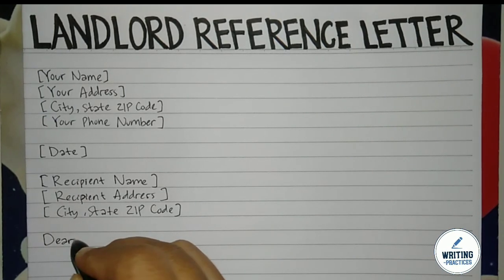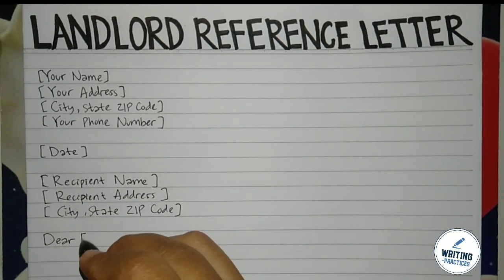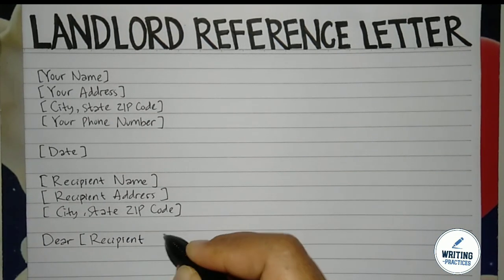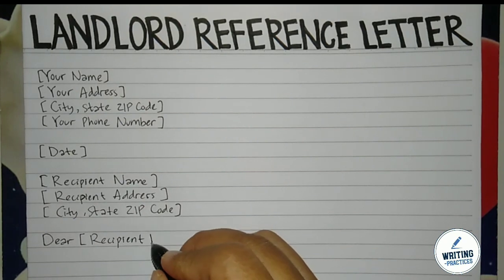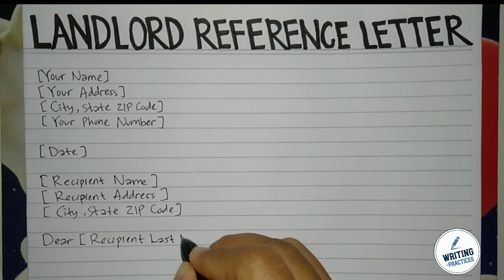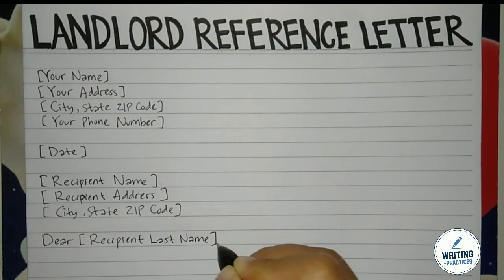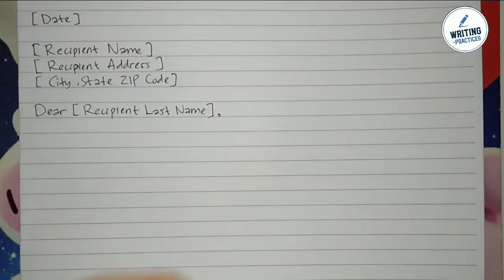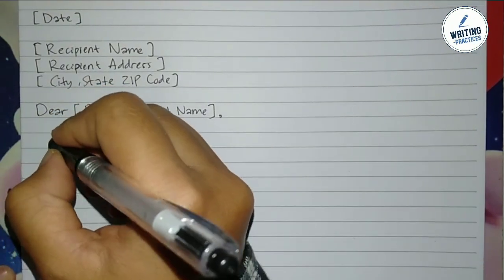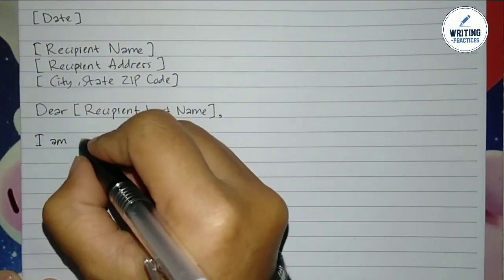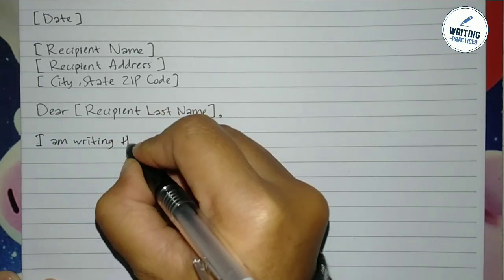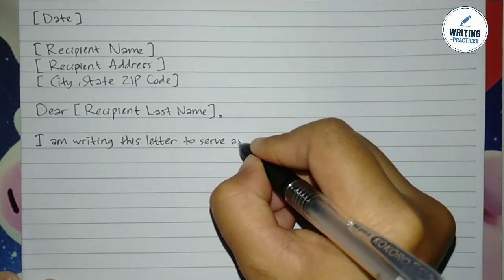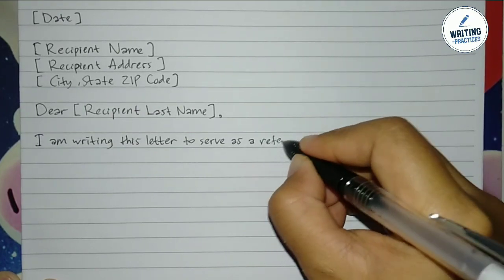And now, you can open the letter with salutation. Write Mr. or Ms. or Mrs., followed by the last name of the recipient. In the first paragraph, write the reason why you are writing this letter. You can say that this letter is a landlord reference letter where you recommend a tenant.